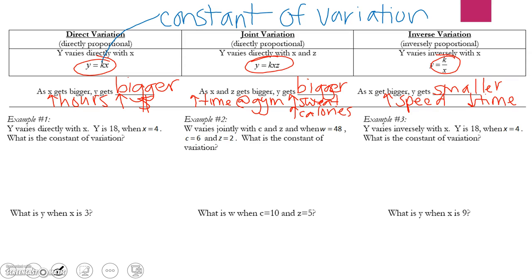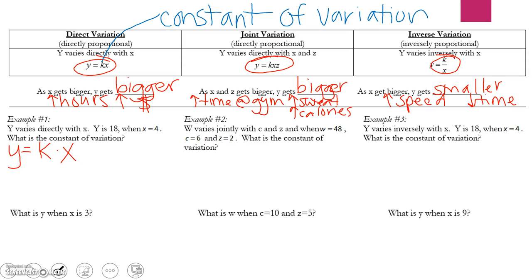So example 1, it says y varies directly with x. And whenever it says that, you want to first write your equation. The variable that comes first, that's what it equals. So y varies directly, so y equals. And then you always have a k, you always have your constant, and when it says directly, we know it's multiplying. So I'm multiplying by x.